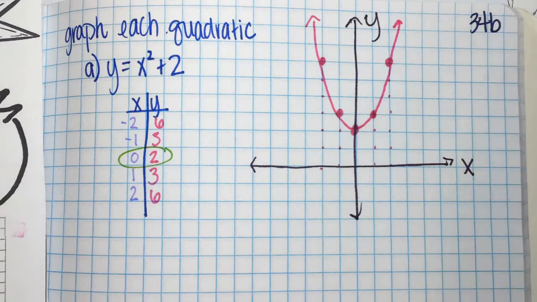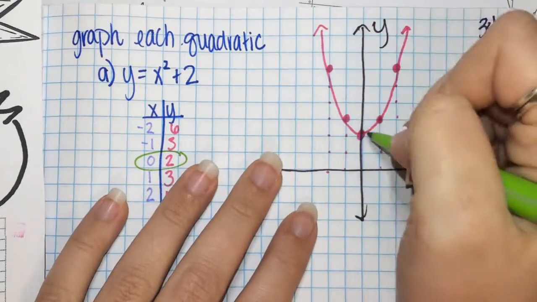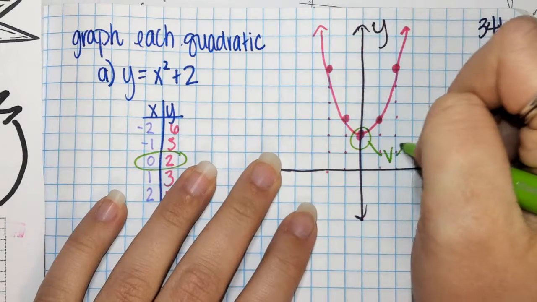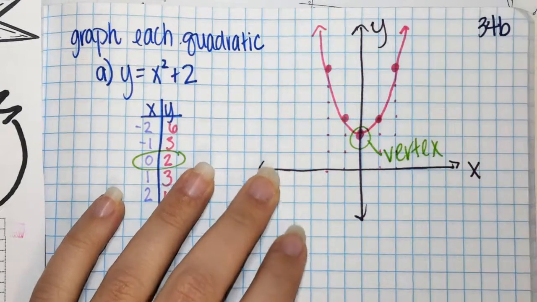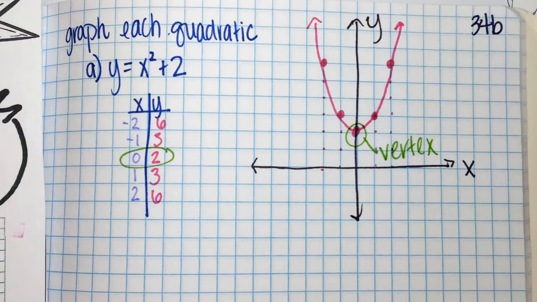Alright, where's my vertex this time? It's that 0, 2. This is my vertex. So did we just shift all of our points up from our original one that we graphed? Yeah. That's all we did.